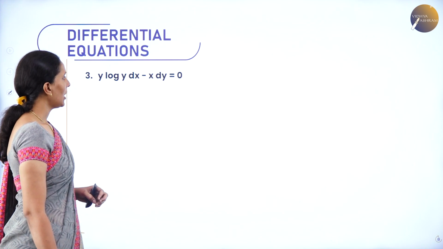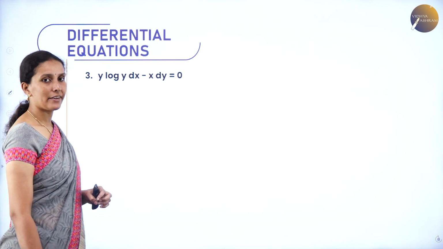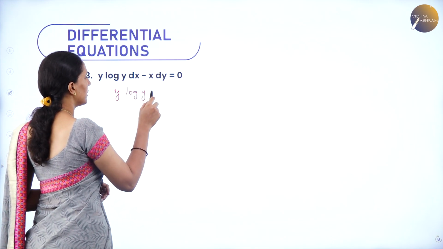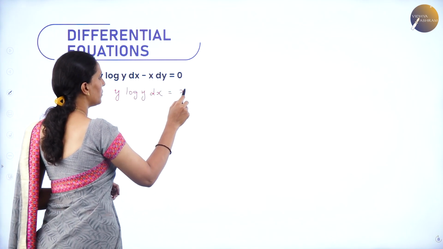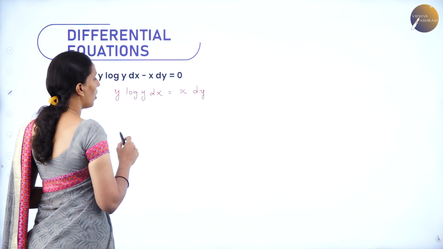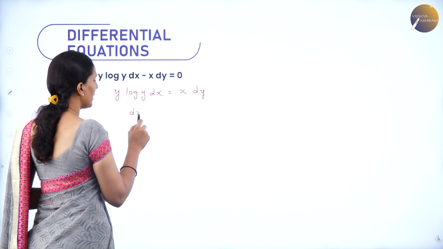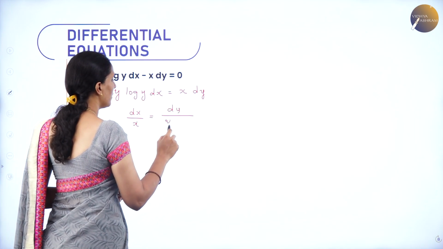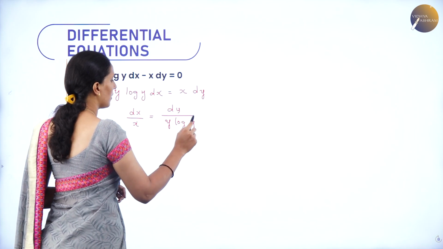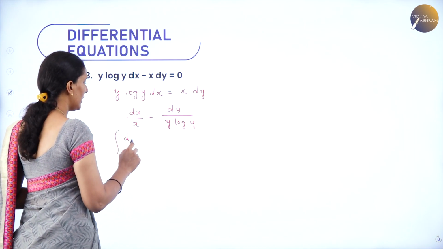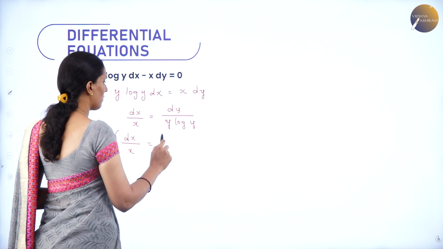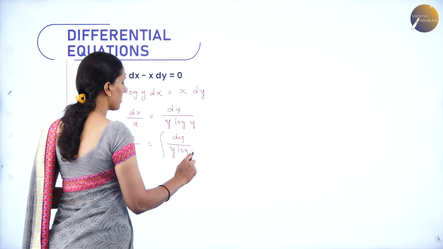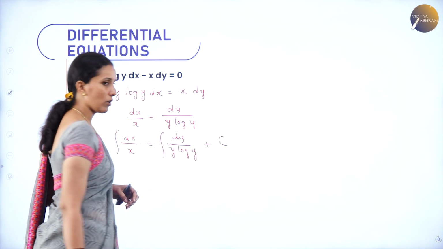So this is the general solution for the given differential equation. Next question, y log y dx minus x dy is equal to 0. So let me write this as y log y dx is equal to x into dy, or I can write it as dx by x is equal to dy divided by y log y. Let me apply the integral. Integral of dx by x is equal to integral of dy by y log y plus integration constant.